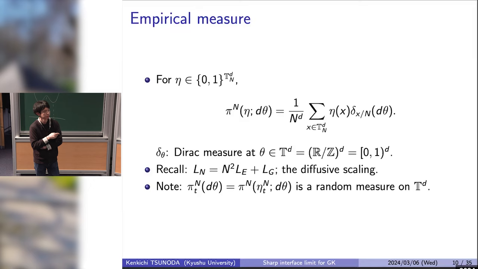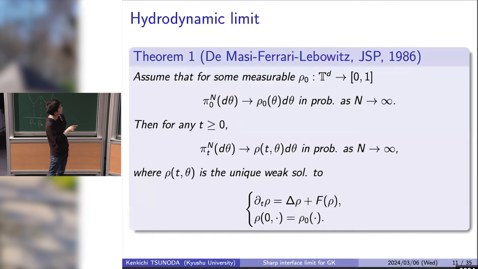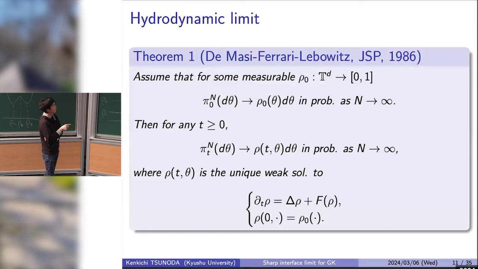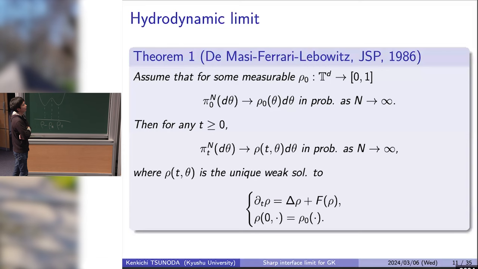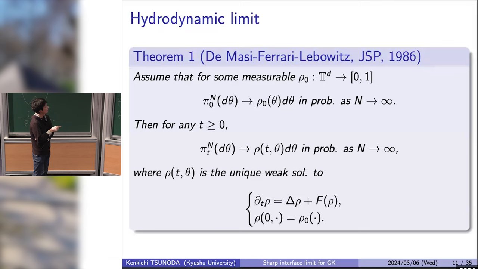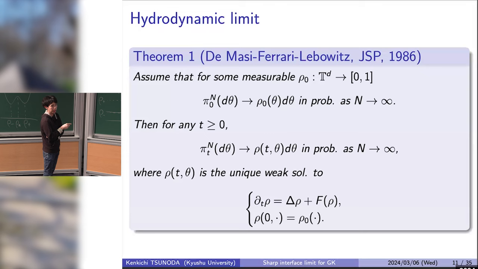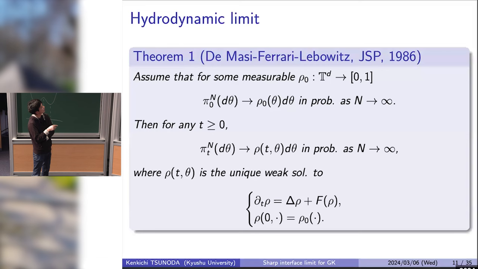So Dumas, Ferrari and Lebowitz proved the following result. We need to assume that the initial density is described by some measurable function, rho zero. Let us assume that the initial empirical measure converges to some measure which is deterministic, not random, and absolutely continuous with respect to the Lebesgue measure, with density given by rho zero. Then they proved that the same convergence is true for each t. As I told you, pi tn is random, however its limit is not random, it is deterministic, and its density is given by the unique weak solution to the reaction-diffusion equation. This is the precise meaning of the result.